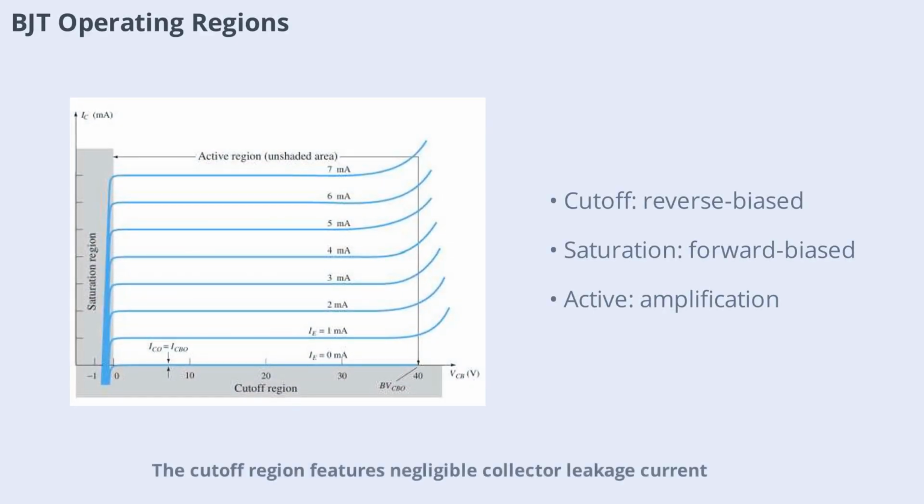The cutoff region features negligible collector leakage current, with both junctions reverse biased. In the saturation region, increasing base current boosts collector current until saturation is reached, and both junctions are forward biased. The active region is where amplification occurs, with the base emitter junction forward biased and the base collector junction reverse biased. These regions are key to understanding transistor switching and amplification.